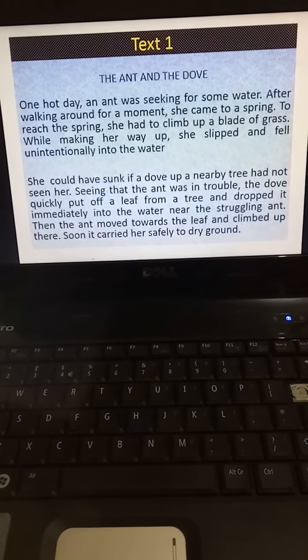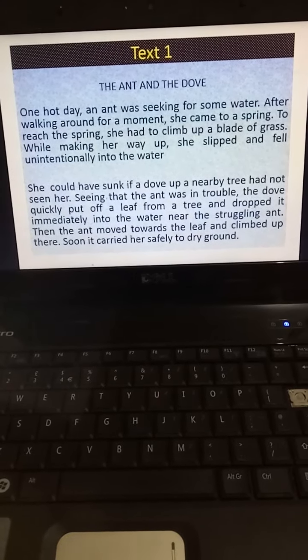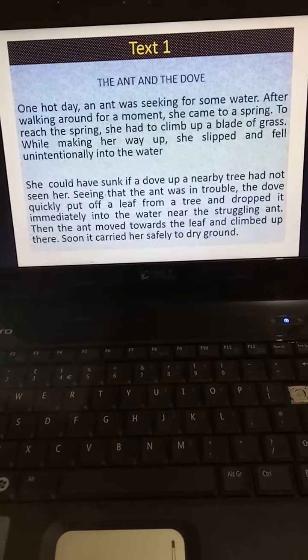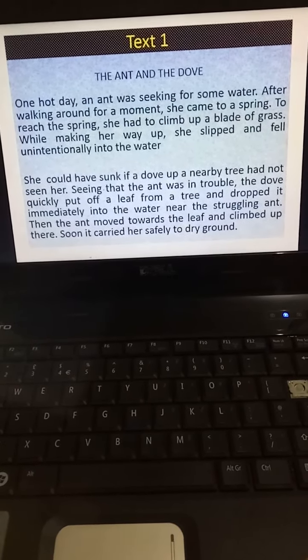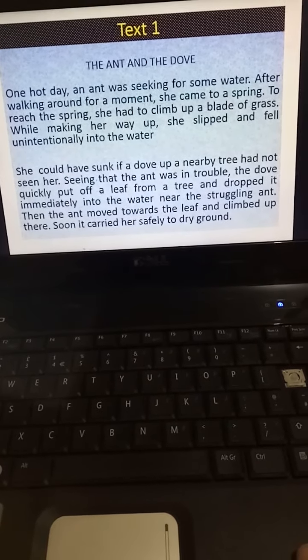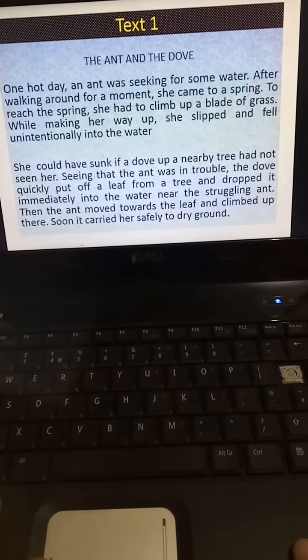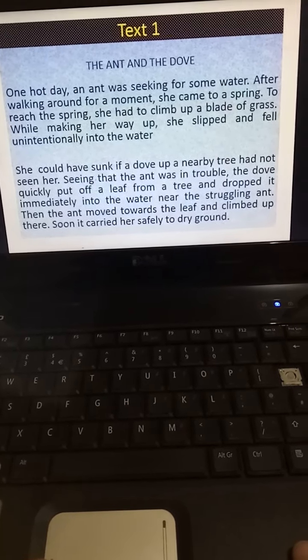Then, starting from the second sentence in the first paragraph is the complication. To reach the spring, she had to climb up a blade of grass. While making her way up, she slipped and fell unintentionally into the water. And in the second paragraph, we can find the resolution. She could have drowned if a dove up a nearby tree hadn't seen her.